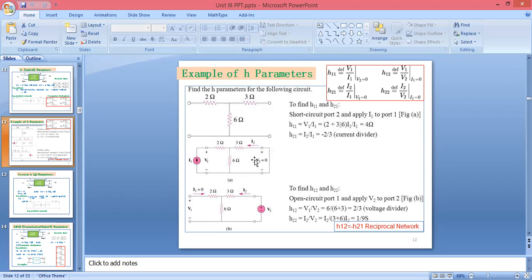You can see here 3 and 6 will be parallel and they are in series with 2 ohm. So you can calculate 3 into 6 upon 3 plus 6, 18 upon 9. That will be 2. 2 plus 2, you will get H11 as 4 ohm. Again, you can calculate the value for the H21.